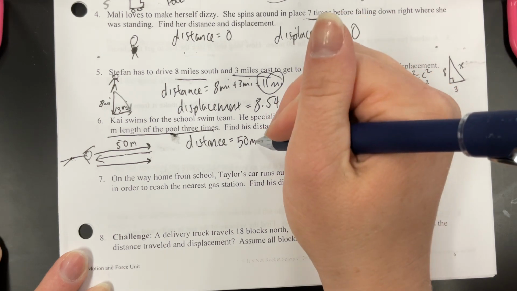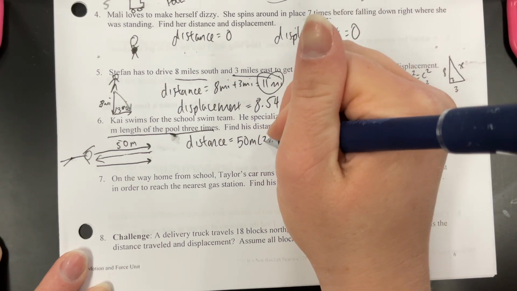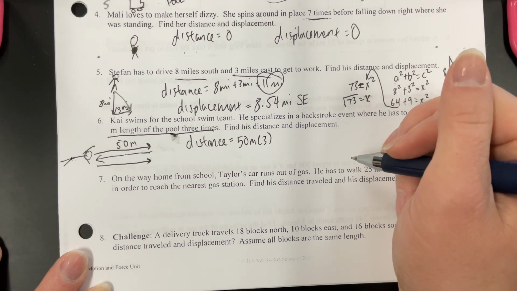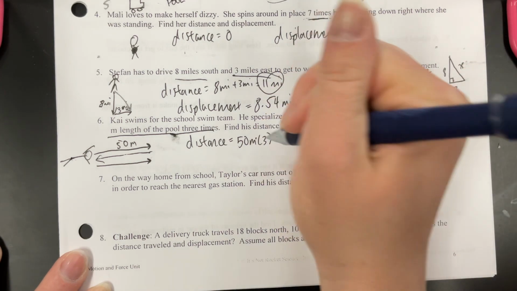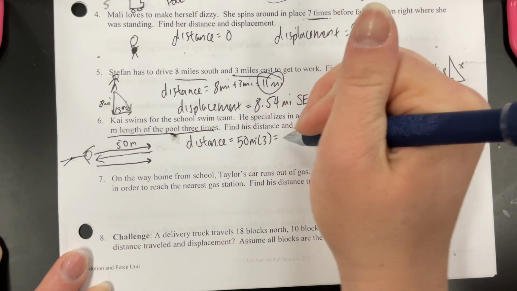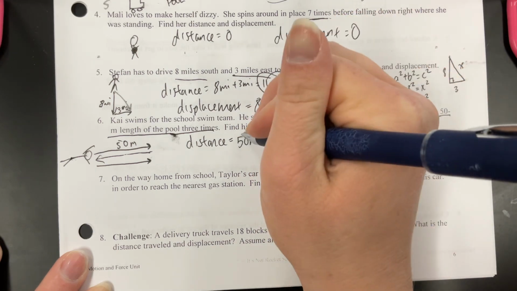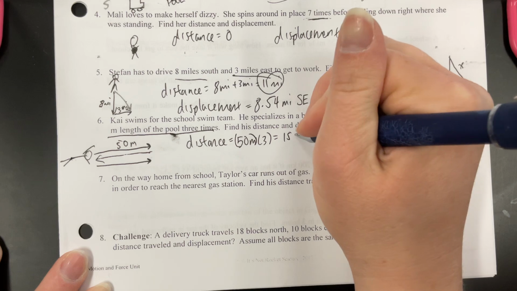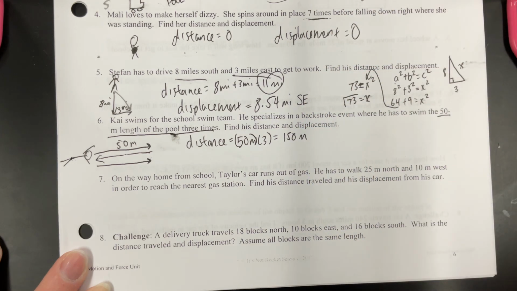Yeah, he realized that he went 50 meters 3 times. So he just did 3 times 50. Or you could have done 50 plus 50 plus 50. Either way works. So his distance is going to be 100. I'm going to put that in parentheses too. So it is 150 meters. Good, because he went 50 meters 3 times.